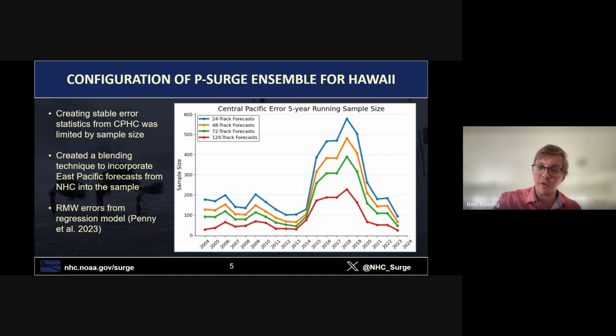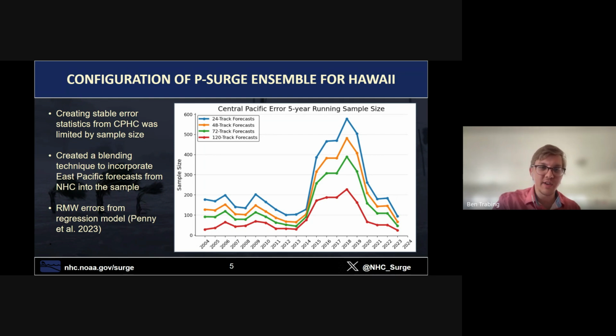This became a little bit more of a problem when we look at the sample size. We love to use that 5-year running mean for the sample size of the errors. It's kind of hard to do in the Central Pacific where we don't have a lot of storms, and there's a lot of year-to-year variability, especially with ENSO. So we actually had to redo a little bit of this and work on blending National Hurricane Center forecasts in the East Pacific with Central Pacific forecasts from the Central Pacific Hurricane Center.